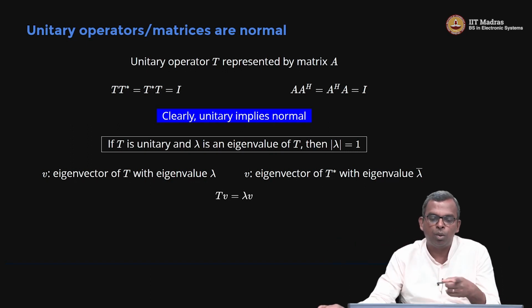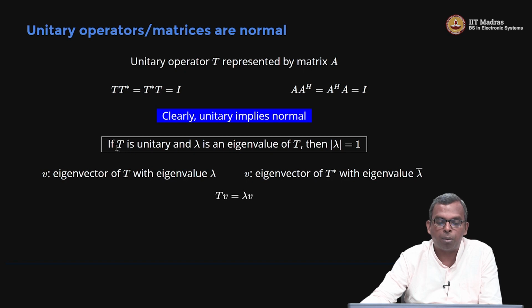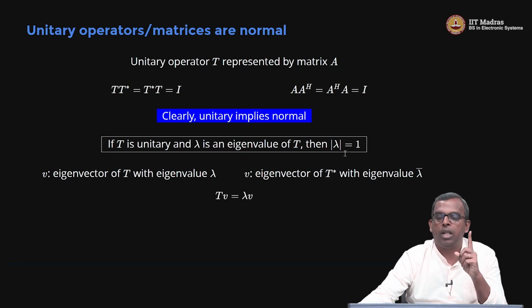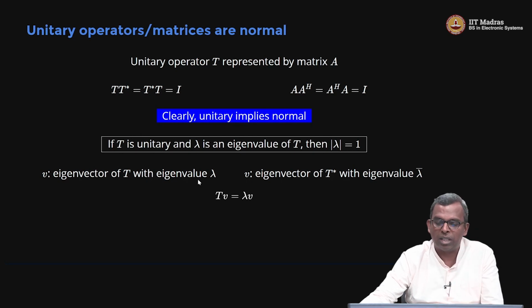What else do you need? You need the eigenvalue property. What is the eigenvalue property? If T is unitary and lambda is an eigenvalue of T, then it turns out the absolute value of lambda is 1. Here is an interesting property: for any unitary matrix, the absolute value of an eigenvalue will be equal to 1. The proof is actually very easy. Let's say v is an eigenvector of T with eigenvalue lambda. Now T is also normal, right? So the same vector v will be an eigenvector for T star with eigenvalue lambda bar. That we also know.